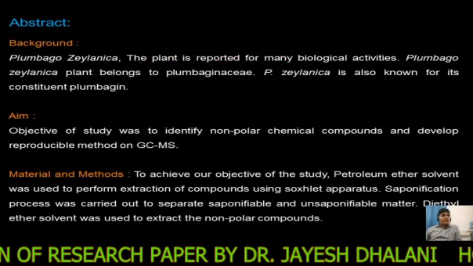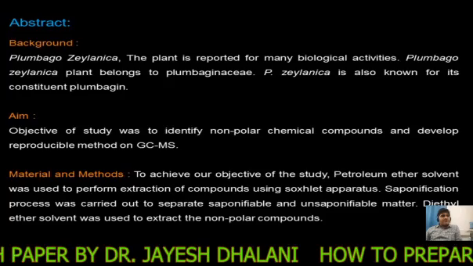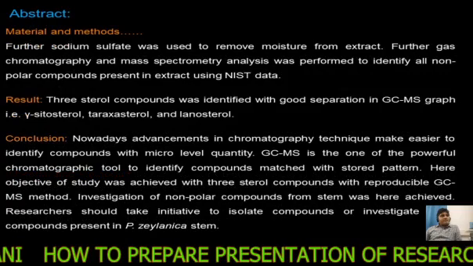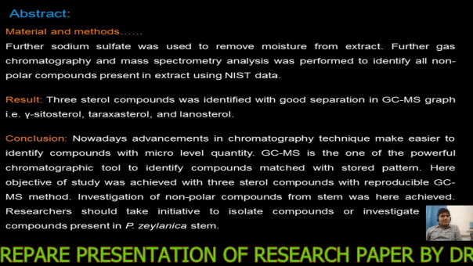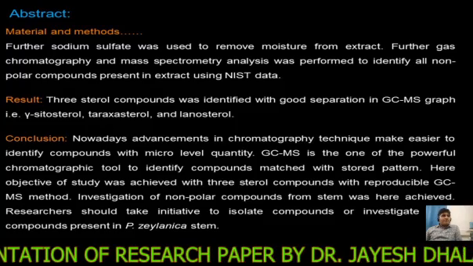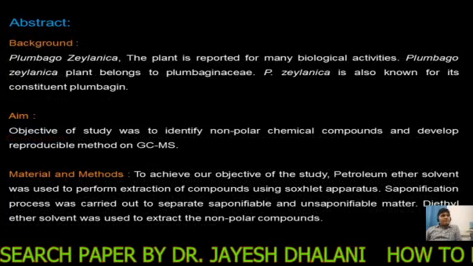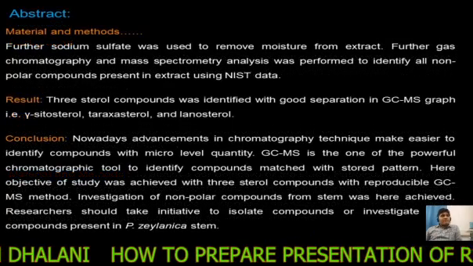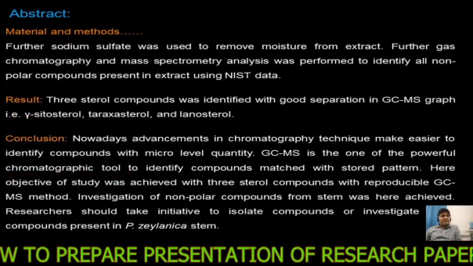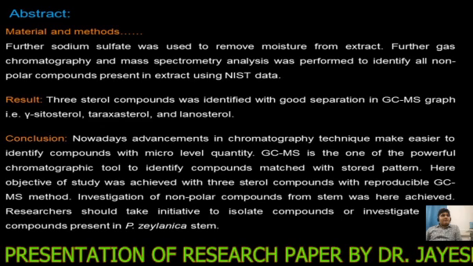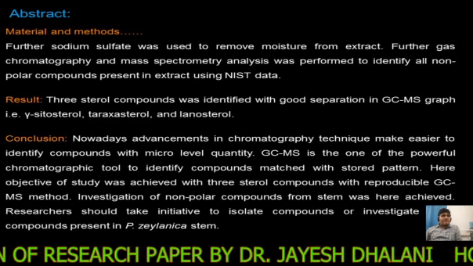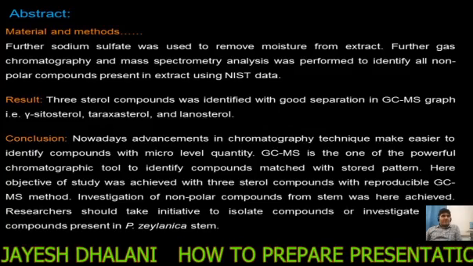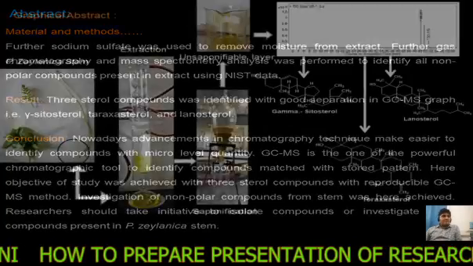Okay. Next is the abstract. Abstract contains background, aim, materials and methods, result and conclusion. Generally, an abstract contains 200 to 250 words. So you have to present the complete abstract in the slide. Here you are explaining to the referees all your research work in a very concise manner. So the full abstract is a necessary requirement to present a research work.